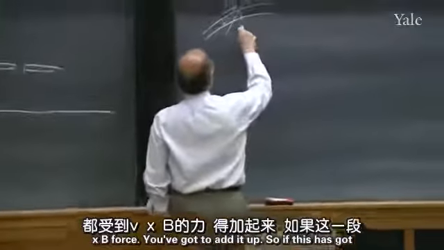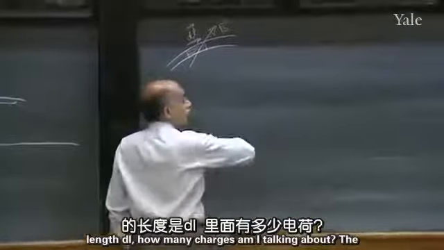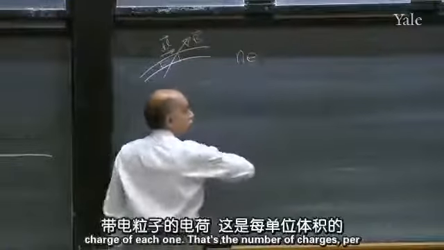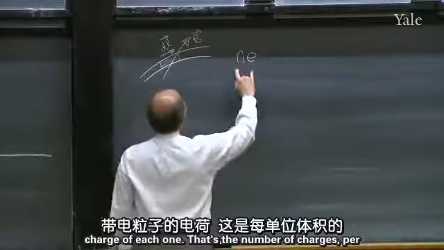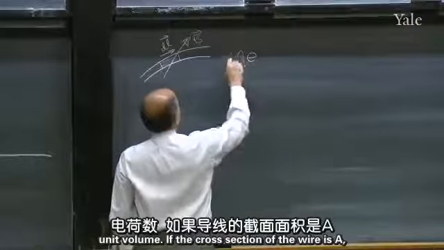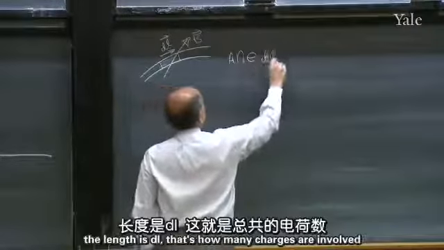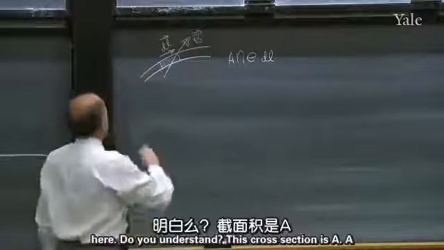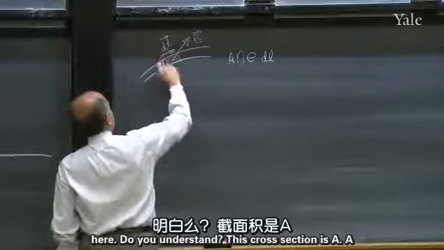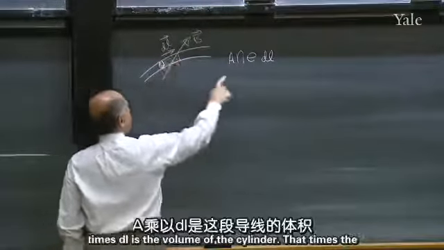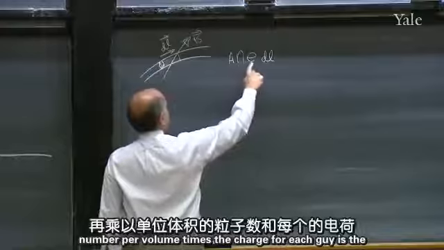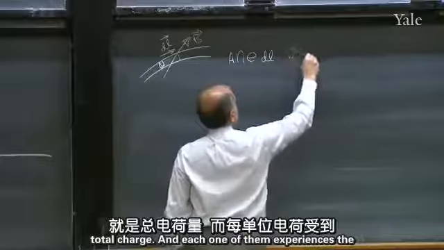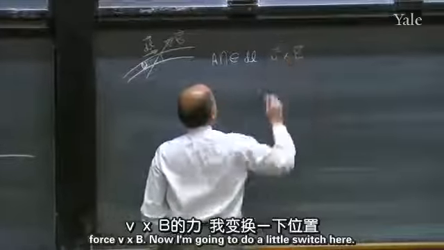So if this has got length dl, how many charges am I talking about? The number of charges is the density of carriers times the charge of each one. That's per unit volume. If the cross section of the wire is A, the length is dl. That's how many charges are involved here. Do you understand? This cross section is A. A times dl is the volume of the cylinder. That times the number per volume times the charge for each one is the total charge. And each one of them experiences a force V cross B.